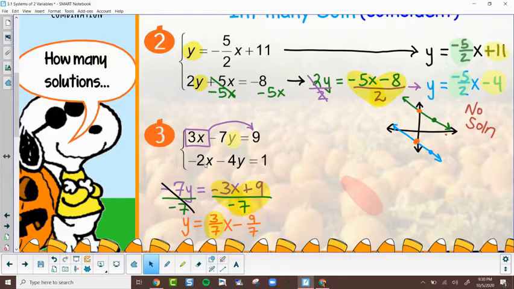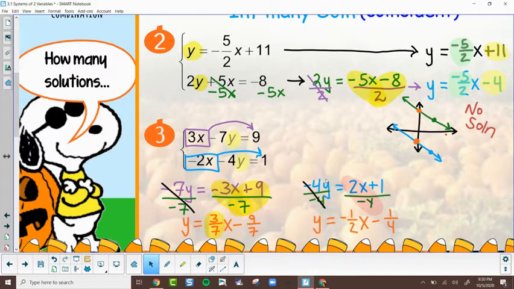And then I can do the same thing on this one. I'm going to move this 2x to the other side, and you'll see that little pink highlighter to show you where I got that negative 1 over 2. So here's 2 divided by negative 4, negative 1 over 2.